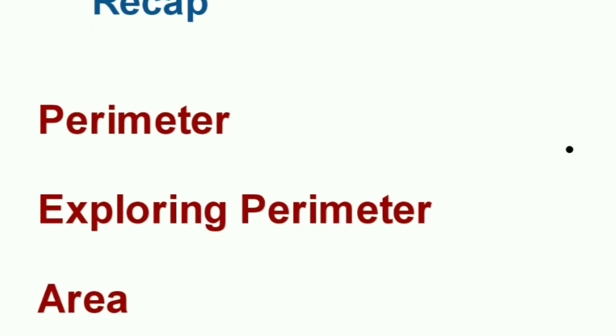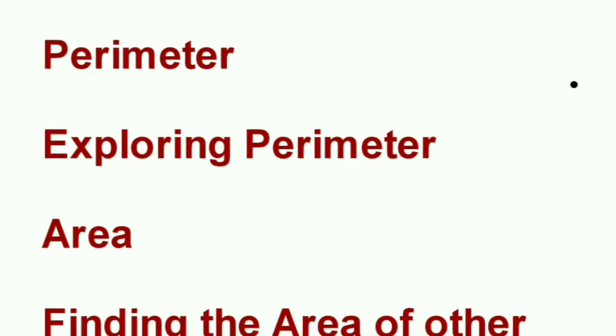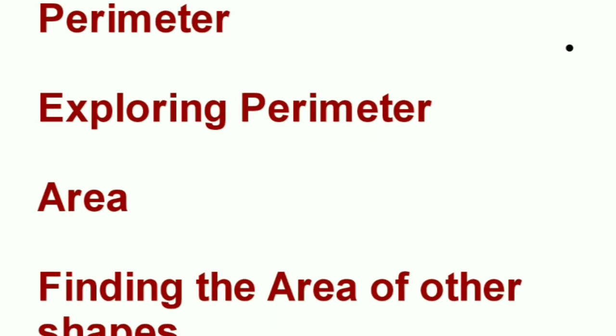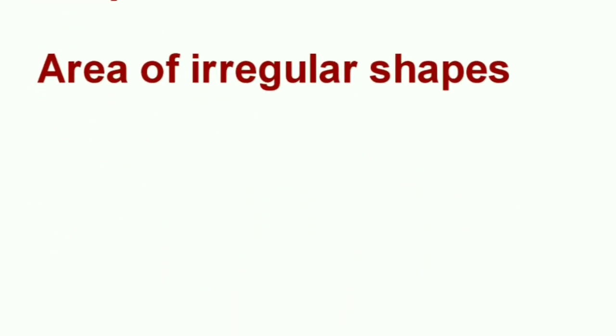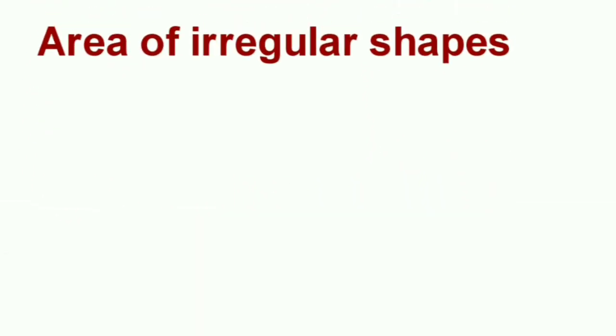Let's see the recap. In this chapter we have learned perimeter, exploring perimeter, area, finding the area of other shapes, and area of irregular shapes.